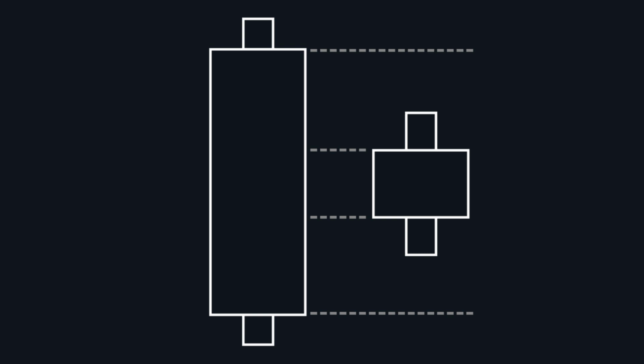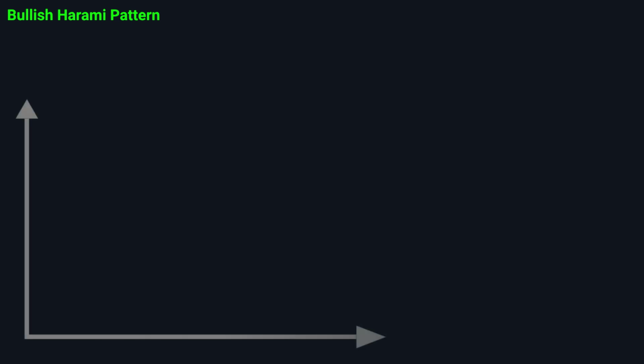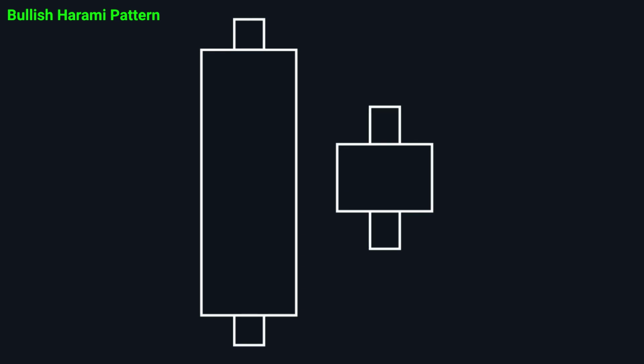This candlestick pattern is considered a trend reversal pattern that can either be bullish or bearish, depending on the color of its candles. Bullish harami pattern. This pattern is a type of candlestick chart pattern used in technical analysis to predict potential reversals in a downtrend. It consists of two candlesticks.